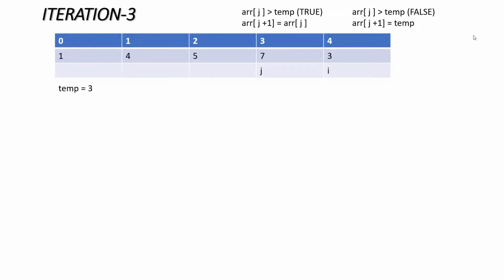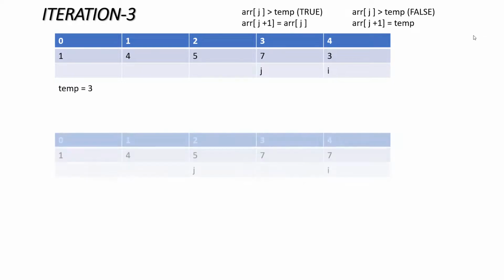Now j is initialized with i minus 1. Now j is at the third index. Now we have to check whether the element at index j is greater than temp or not. Here the element at index j is 7 and temp is 3. 7 is greater than 3, which means it satisfies the condition. Then I have to insert the element in the third index into the fourth index.